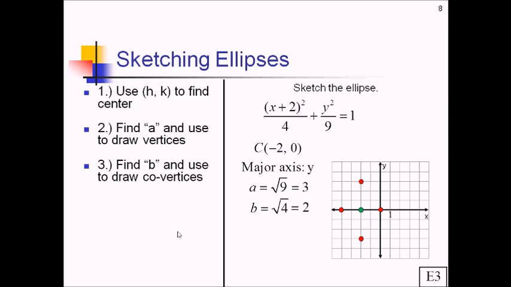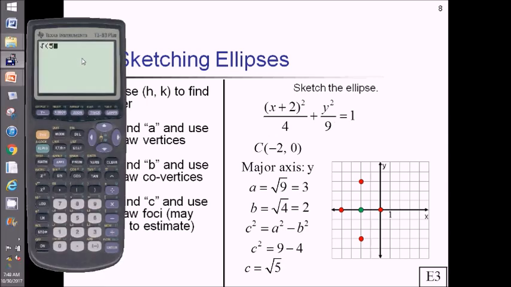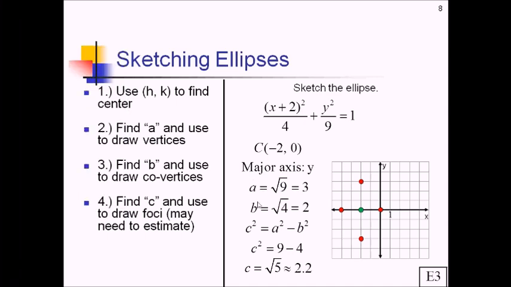Next, we're going to find the c value and use that to draw the foci. And you might need to estimate this. So that's going to again be subtract the denominators and square root, a squared minus b squared. So that's 9 minus 4, which is 5. So we need the square root of 5. To actually graph that, I'm going to need to estimate it. That comes out to about 2.2. So I'm going about 2.2 in the direction of the major axis, that's y, so up, down. So up about 2.2 and down about 2.2. Again, just an estimate.